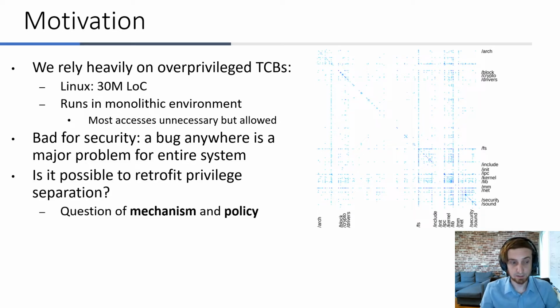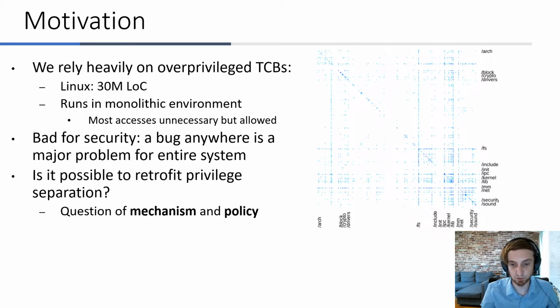Okay, so if the problem is overprivilege, a natural question is: is it possible to retrofit privilege separation onto our monolithic systems? This is a complex question that has a couple sides to it. On the one side, there's a question of mechanism. Is it possible to impose intra-kernel separation within the kernel, even though all of the code is running at the highest privilege level? Recent work has shown that it is possible.